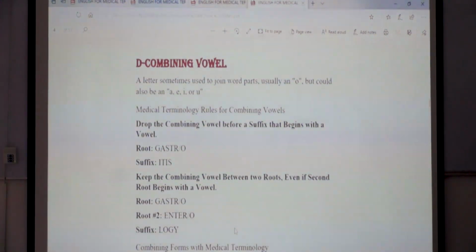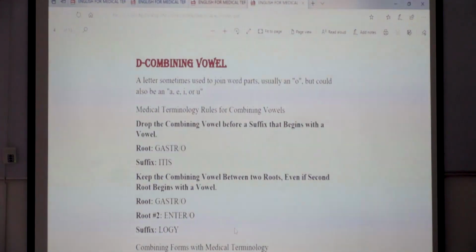We come to الاسم الموصول اللي نقول عليه انه الفاول. Combined vowel, we have main combining vowel, which is letter, sometime used to joint word part, usually O. The most vowel we are using O, but we have another vowel A, E, I, and U. This is mostly our vowel we are using, but the most common one is the O.